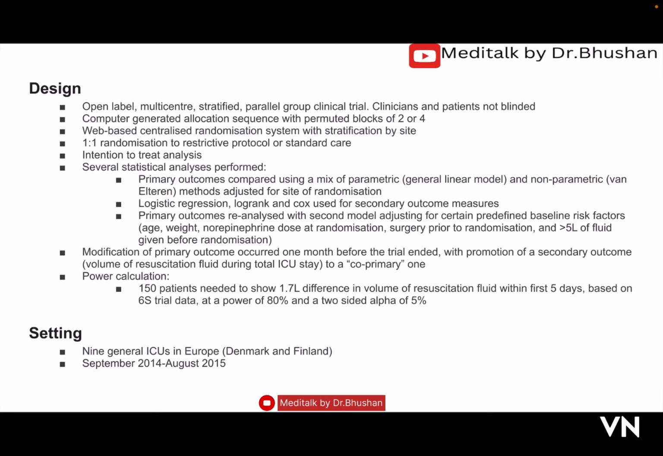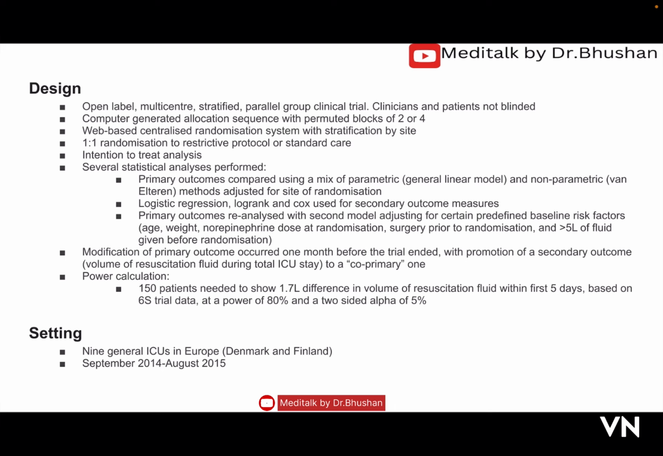Several statistical analyses were performed. The primary outcome was compared using the mixed pragmatic general linear model or non-parametric van Elteren methods, adjusted for site randomization. Logistic regression, log rank or Cox were used for the secondary outcome measures. The primary outcome was reanalyzed with a second model adjusting for certain predefined baseline risk factors. Modification of the primary outcome occurred 1 month before the trial ended, with the promotion of a secondary outcome.